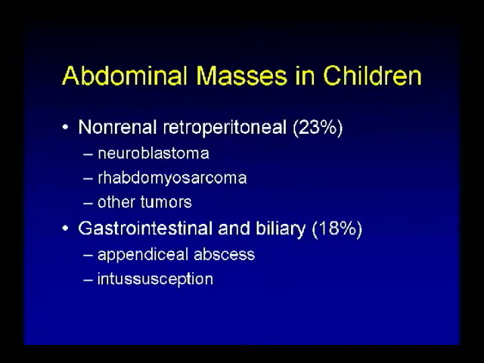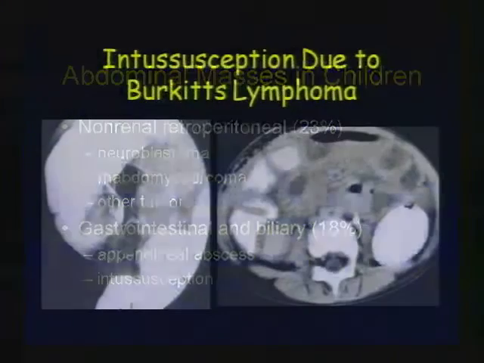Non-renal retroperitoneal masses account for about a quarter. Again, that's outside Gerota's fascia, the neuroblastomas. You can also have rare retroperitoneal rhabdos. Gastrointestinal and biliary lesions, appendiceal abscess, and intussusception are common.